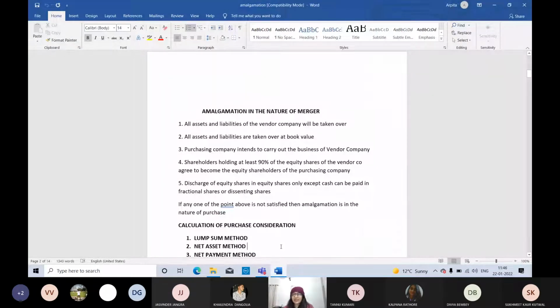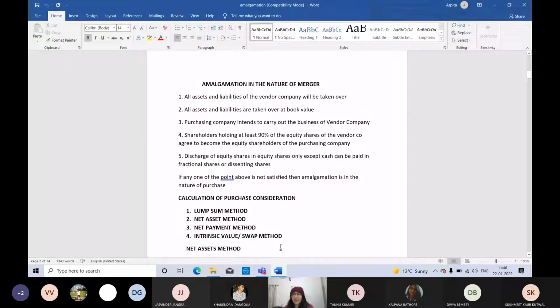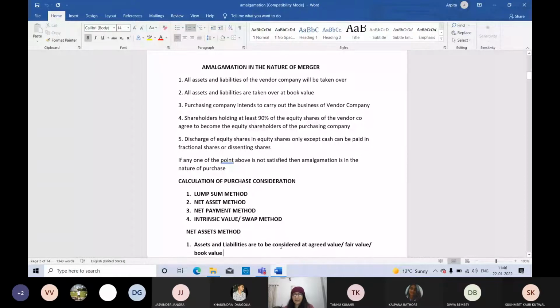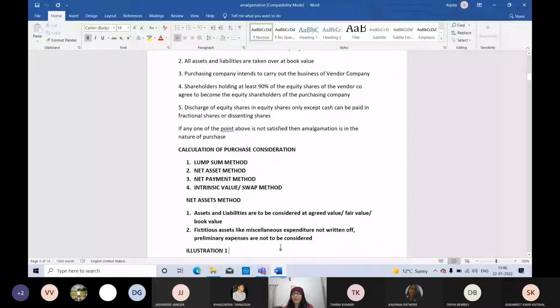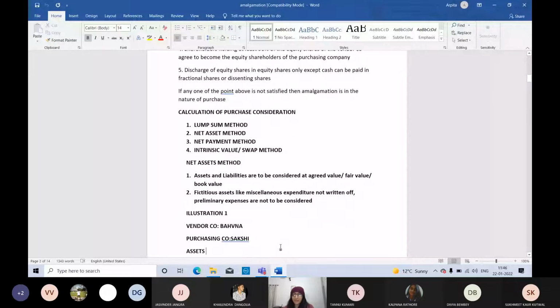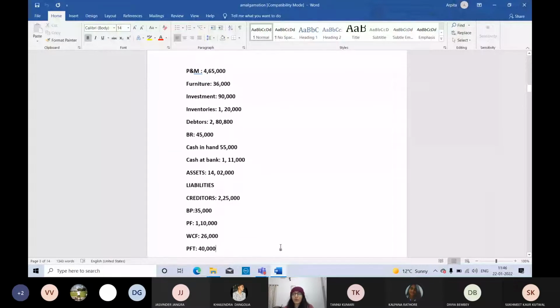I think the last thing we did in the last class was the net asset method. And hence, today we are going to start with the next method, which is the net payment method. Now, as the word suggests, in net payment they are going to give you instructions on how you are going to pay for the business. So the business that you're purchasing, how are you going to pay for that?